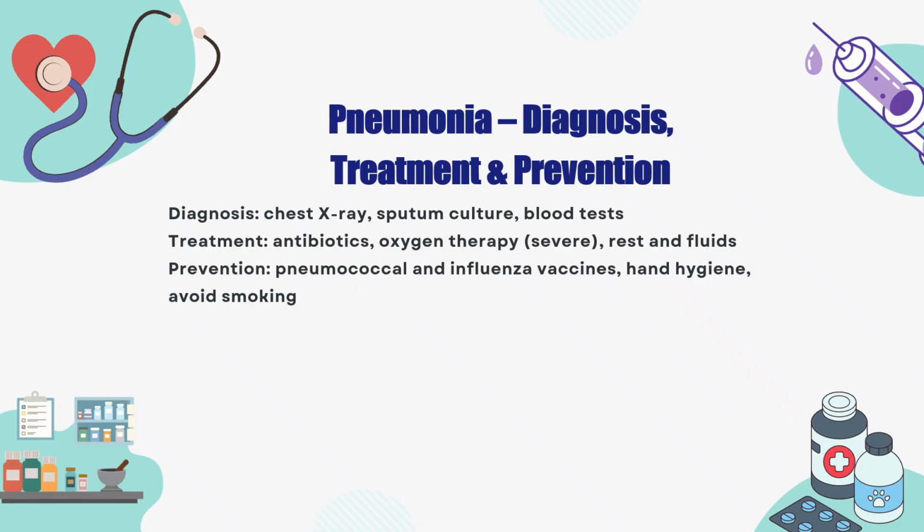The diagnosis of pneumonia is by chest X-ray, which is the main and most common diagnostic method. We can also do sputum culture for further investigation, and a blood test. The treatments are antibiotics, and oxygen therapy in severe cases where patients have breathing difficulty, along with rest and fluid intake. Prevention of pneumonia is by pneumococcal and influenza vaccines, hand hygiene, and avoiding smoking.